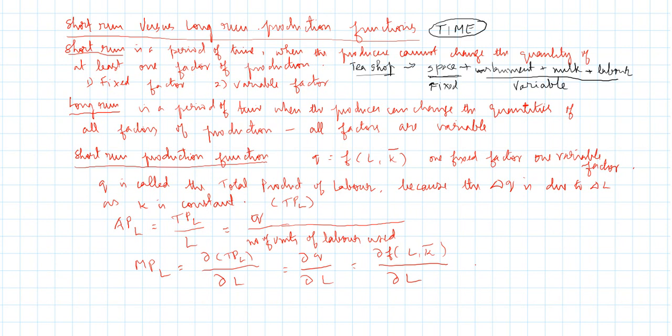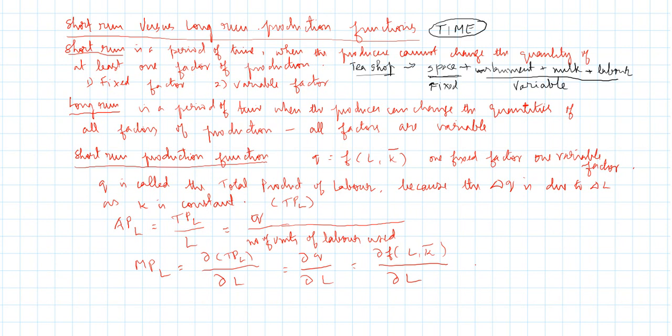If it is 1 year, he wants to increase his output next year, then he has a lot of time to rent more space. So the long run is the period of time when the producer can change quantities of all factors of production. That means he can get one more shop space, and of course he can buy more utensils, milk and labor. All these factors of production become variable in the long run.